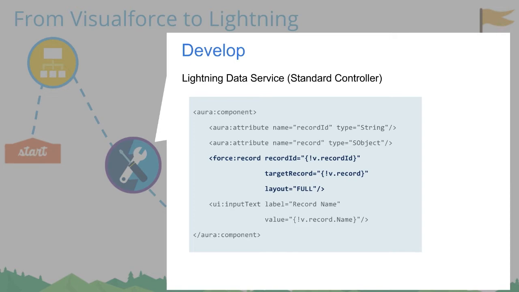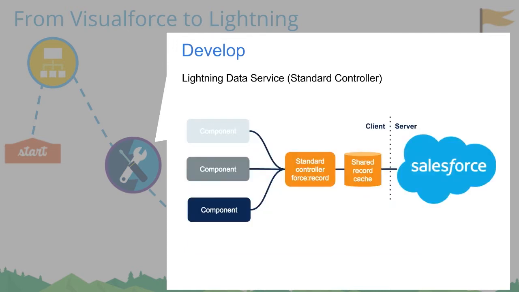You can use the force:recordData component. In here, you can specify account or contact in place of v.record, v.recordId in here, and here's how it works. After you specify that, it'll pull that data from server to client and put it in a shared record cache. So when multiple components want to pull that data, they basically pull from the shared area, shared storage. They don't have to make multiple round trips to the server.